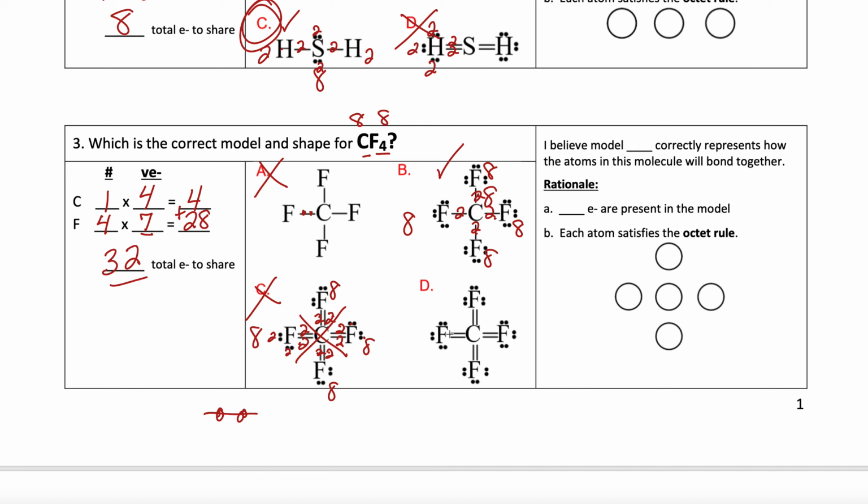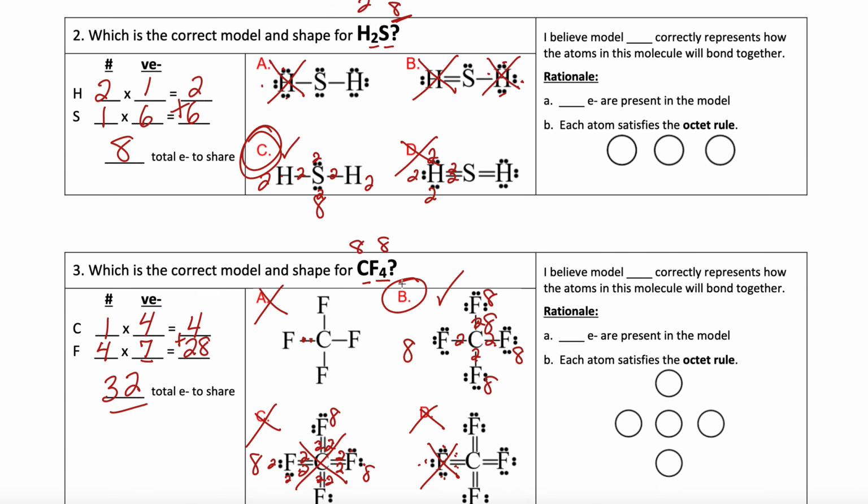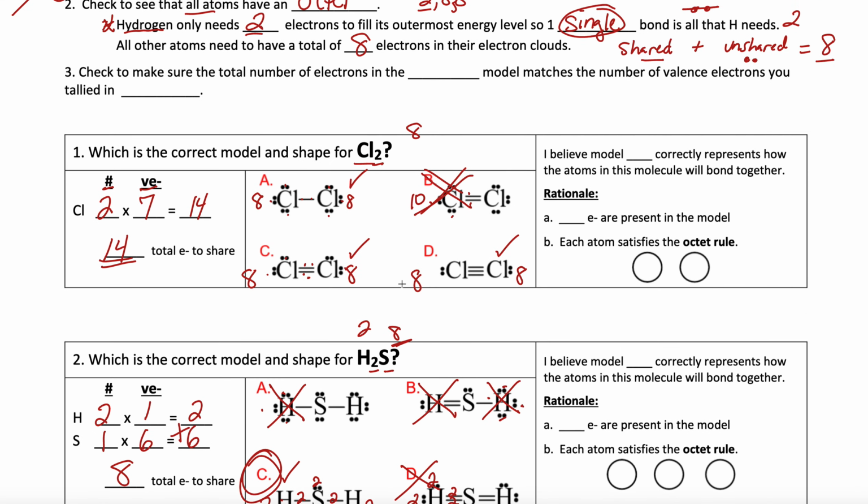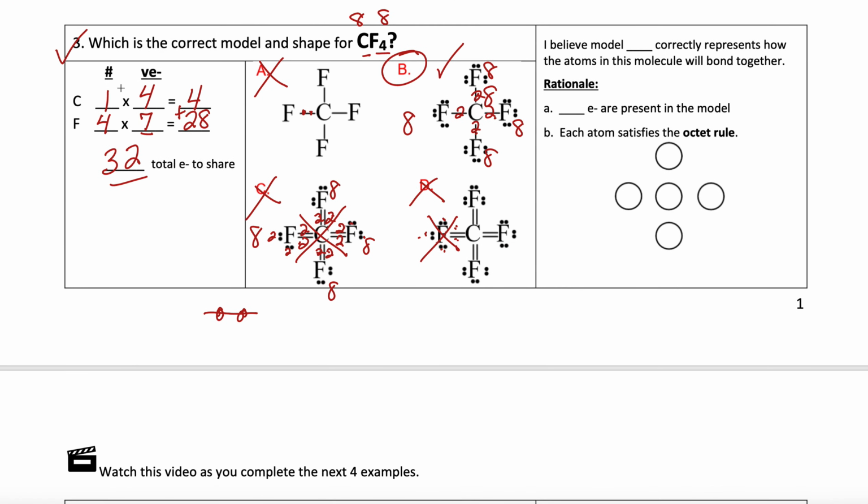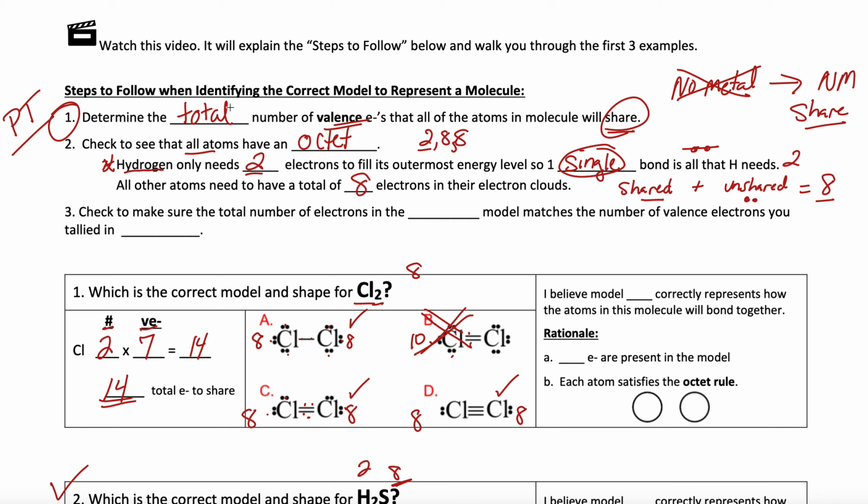Now let's look at D. D, we see 2, 4, 6, and then in the bond, another 2 and another 2. 2, 4, 6, 8, 10. Right away we see something that doesn't have an octet. It has more. D is wrong. So the only option left that's correct is B. So we figured out what the correct answer is for number 2 and for number 3 by first figuring out the total number of electrons and then looking to see who has an octet.